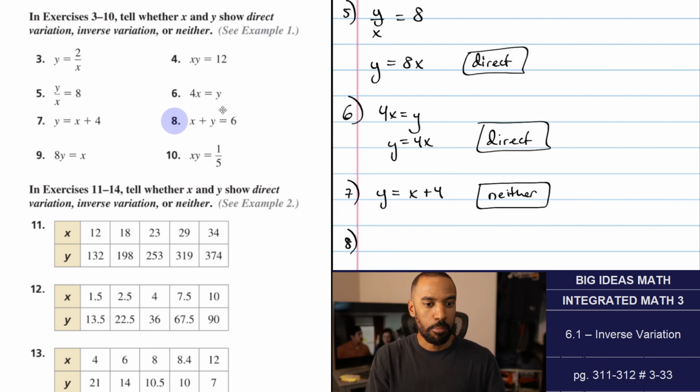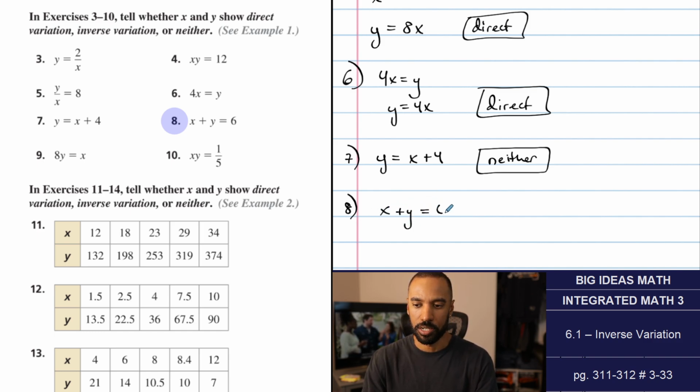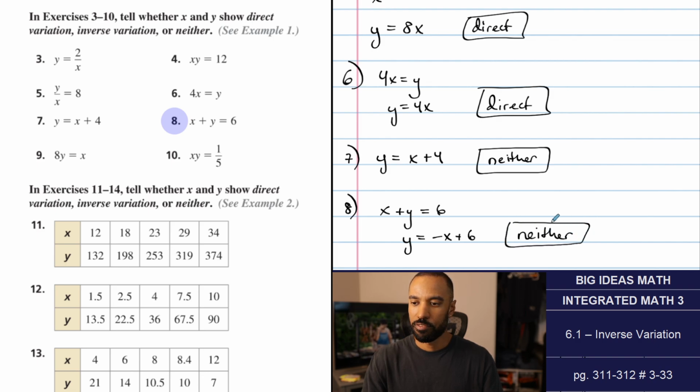And that's the same for number 8 as we have a sum of x and y. Getting y by itself in this equation by subtracting x over is just some slope-intercept form equation. It may be linear, but it ain't direct. Also a neither case. Inverse, inverse, direct, direct, neither, neither.